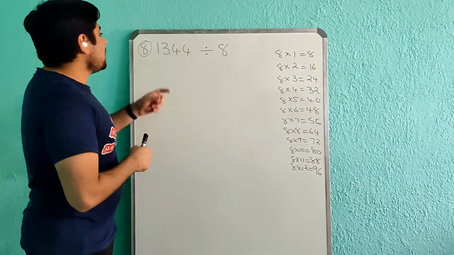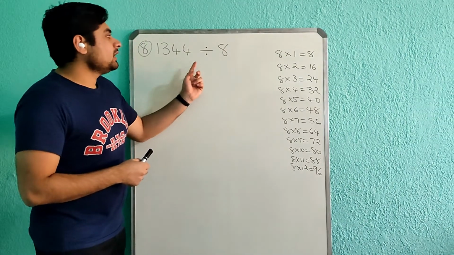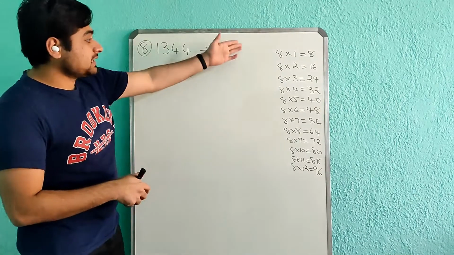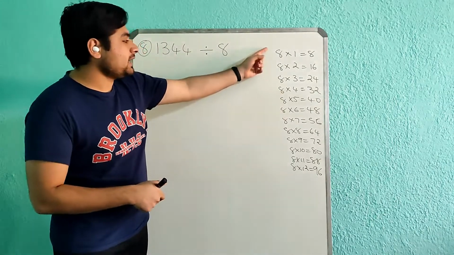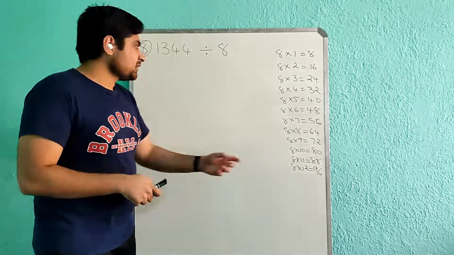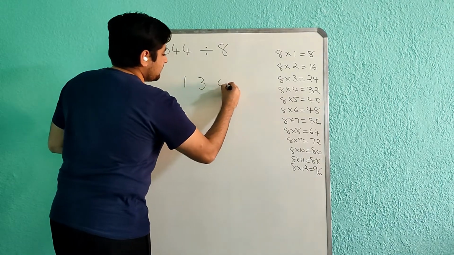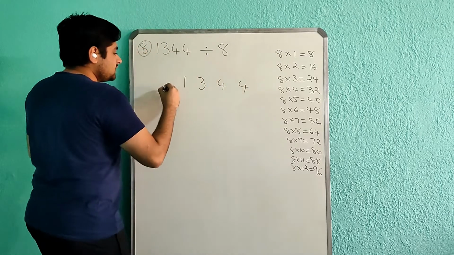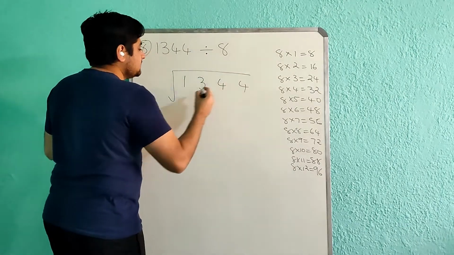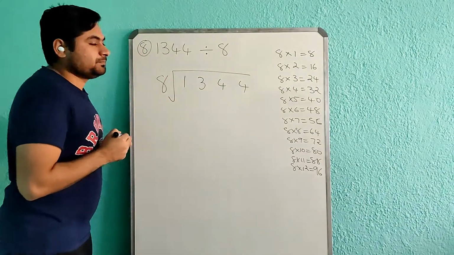Question 8 says 1344 divided by 8. We have our table of 8 written on the side from 1 up until 12, right? So what do we do first? Let's go and write 1344, and for the division sign we draw this and by 8.